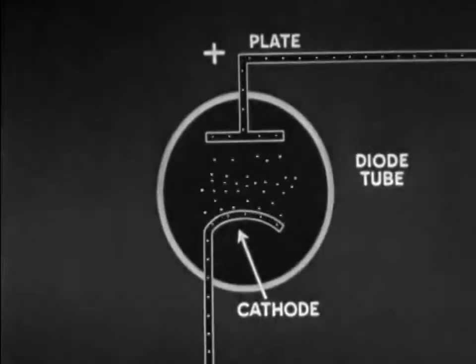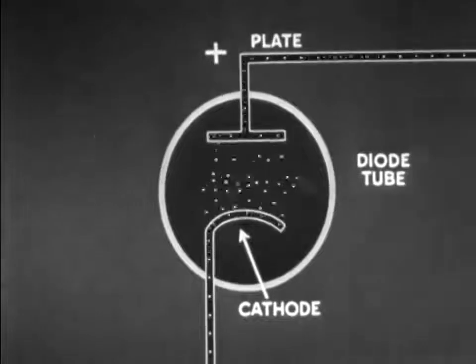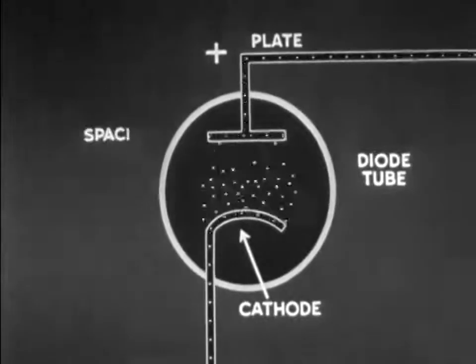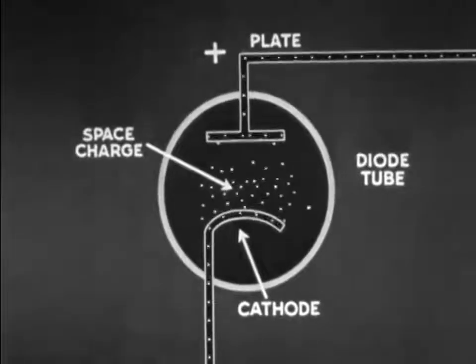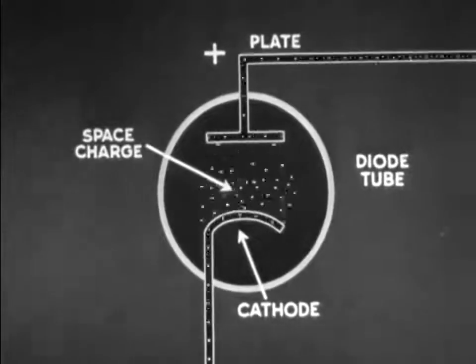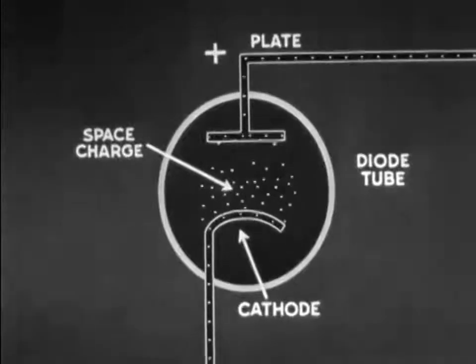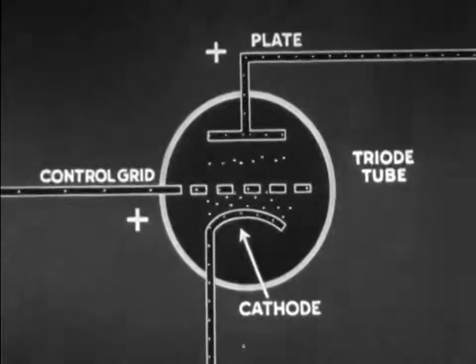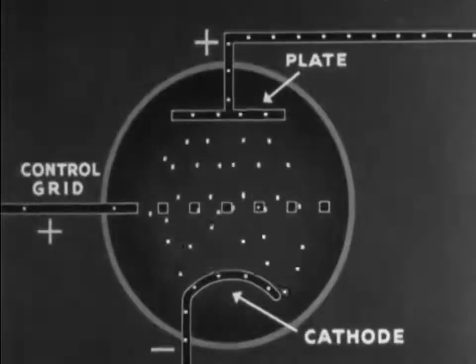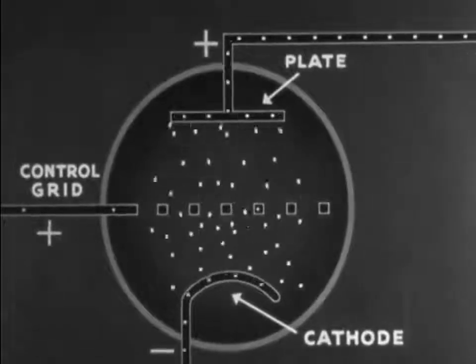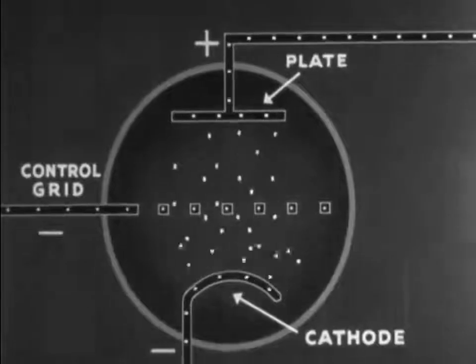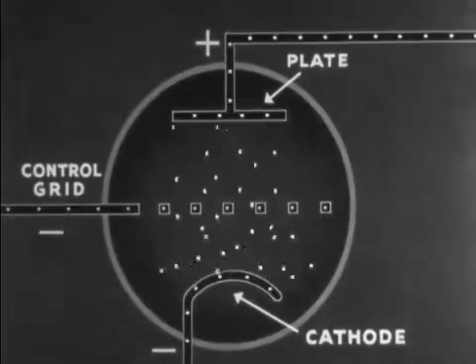In the diode tube, many electrons leaving the cathode move about between cathode and plate, constituting space charge. The triode tube differs from the diode in containing an element known as the control grid, located between cathode and plate. With the grid positive, many electrons pass from cathode to plate. If the grid is given a negative charge, it repels the negative electrons and fewer of them reach the plate.